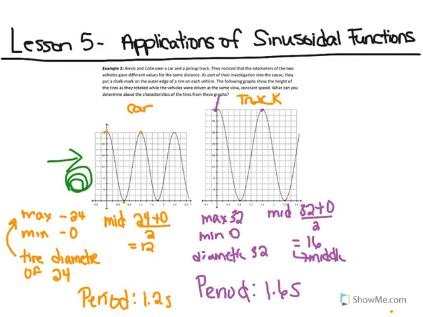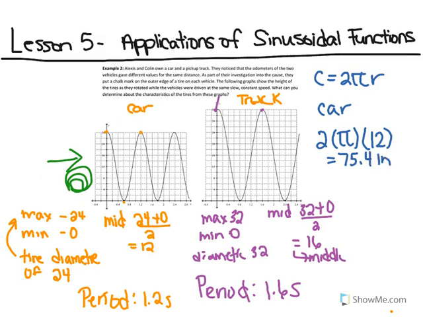We also can see the distance that each tire has gone. So the distance is circumference, which is 2 times pi times r. For the car, it would be 2 times pi times the radius, which is 12, which would be 75.4 inches. So every rotation, they travel 75.4 inches. And for the truck, it would be 2 times pi times 16, which is 100.5 inches. So every time the wheel turns for the truck, it goes 100.5 inches, which is 25 inches more than the car.